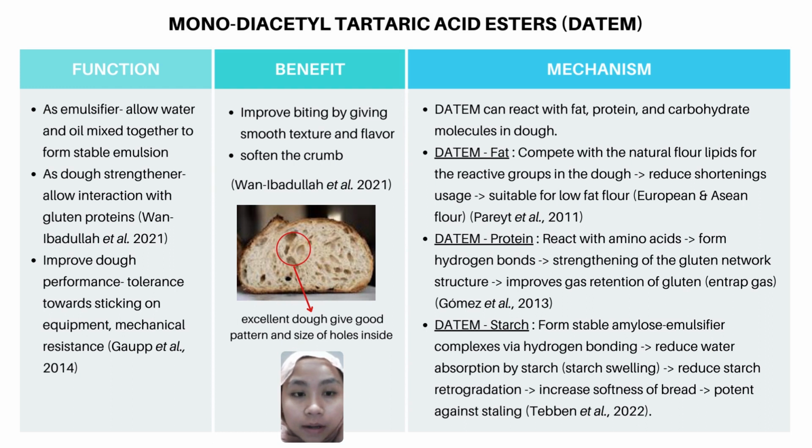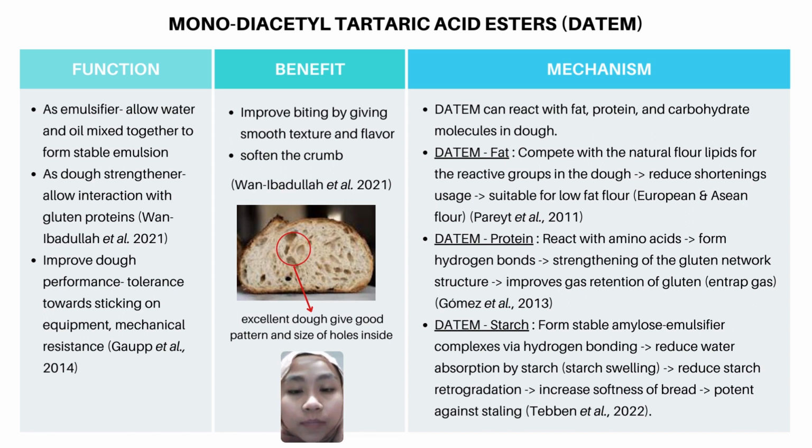Hi, my name is Nurin Karina, and I will explain further about the mechanism of diacetyl tartaric acid esters of mono and diglyceride, also known as DATEM. The mechanism for DATEM is that it can react with fat, protein, and carbohydrate molecules in dough. For the mechanism between DATEM and fat, it competes with the natural lipids in the flour for the reactive groups in the dough. So this can reduce shortening usage, and it is also suitable for low-fat flour, especially in European and Asian flour.